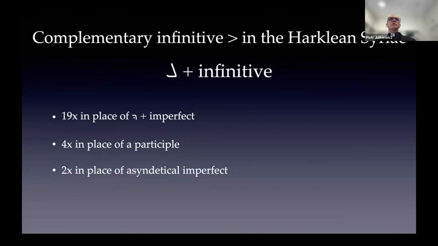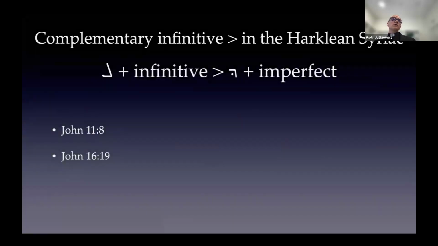Nineteen times the translator of the Harklean version used l plus infinitive in place of d plus imperfect in the Peshitta, that is more than half of the instances, four times in place of a participle, and twice in place of the asyndetic imperfect. Nevertheless, two times the contrary replacement appears in the Harklean version. D plus imperfect is employed where l plus infinitive appears in the Peshitta.